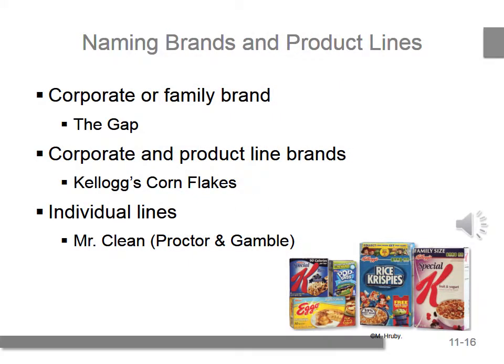Students, I want us to name a firm that uses a corporate or family brand. The Gap does. What about a corporate or product line brand? Kellogg's Corn Flakes is a good example here. What about individual lines? Mr. Clean from Procter & Gamble. Family brands further include Heinz and Del Monte. Detergents are good examples of firms using individual brands. Tide, Bold, Gain, and Surf are examples of such detergents.